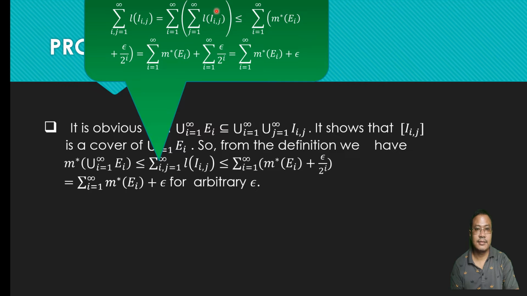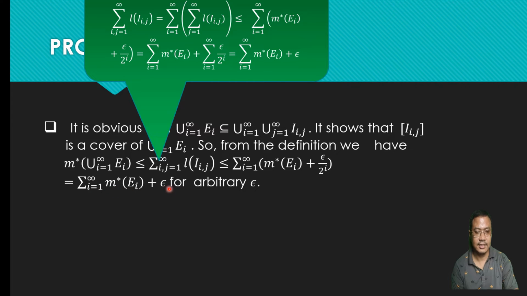This term is less than this one plus this one. So if you take the summation here, the summation will be here. That is equal to this one, but if you take the summation of this one, that is a geometric series, and you will get epsilon. So after all, you get this one. That is what we are writing here. So this double summation is equal to the summation over i from 1 to infinity of the outer measure of E_i plus epsilon.